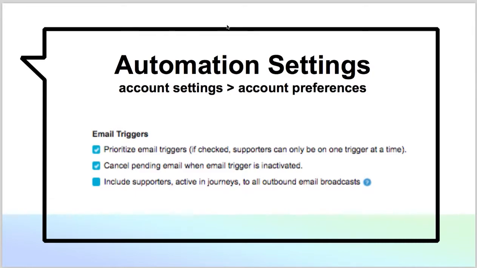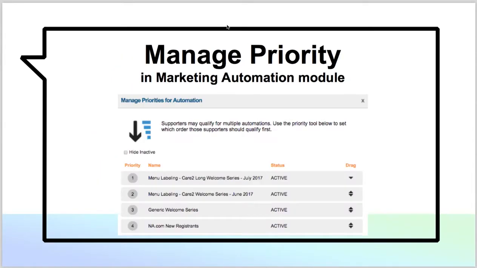And then you can also select whether or not you want to include people who are on these journeys in your regular email stream. So you may have, during most of the year, you want these people who are on a marketing automation to be suppressed from all the other emails you send. But maybe during year end, you want to uncheck this box because you want everybody to receive all of your fundraising appeals.